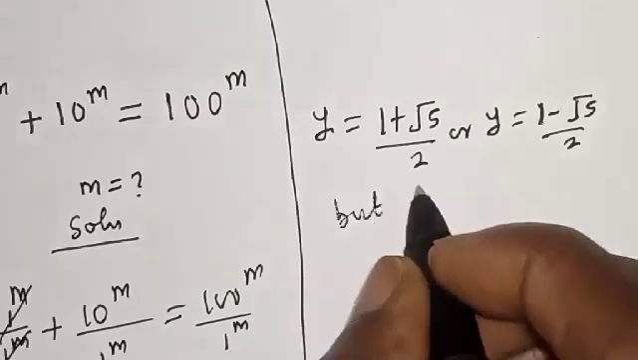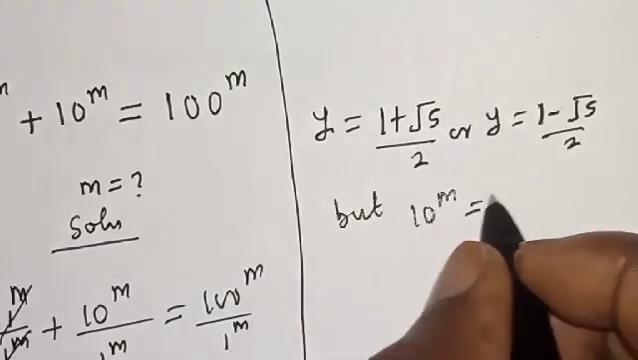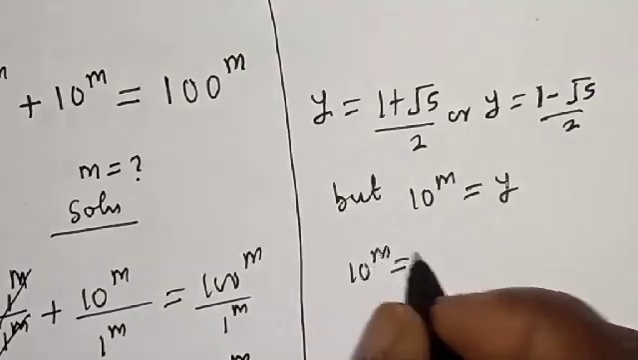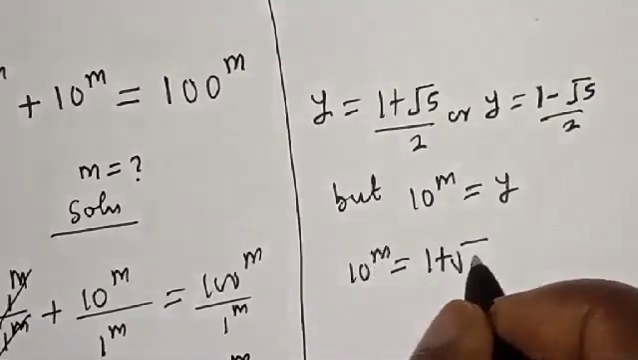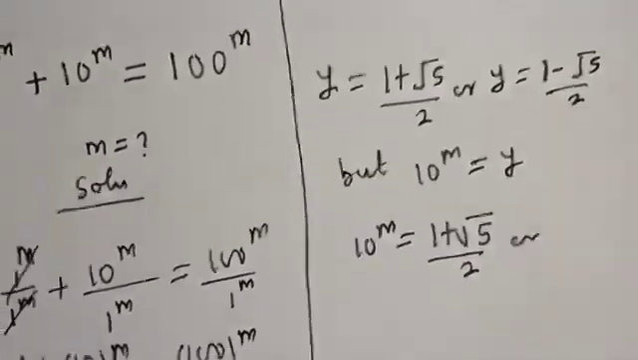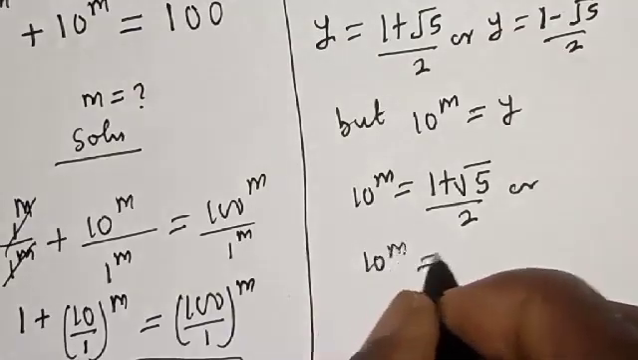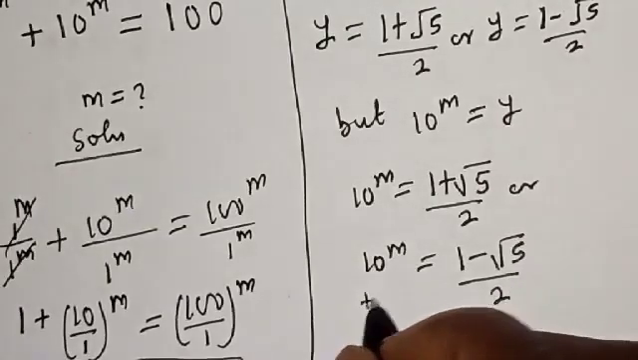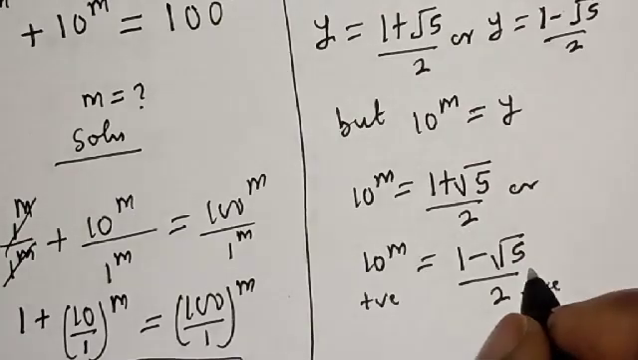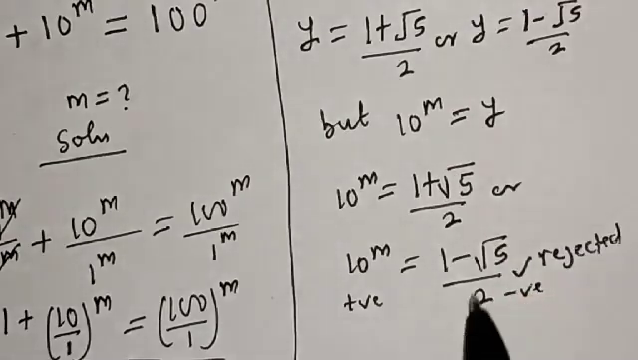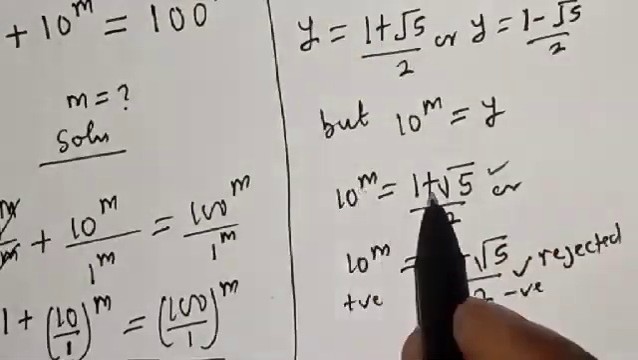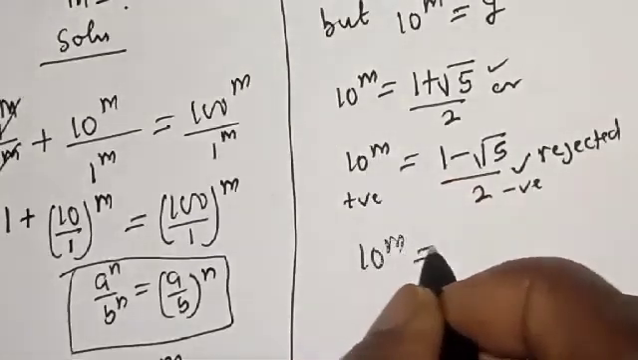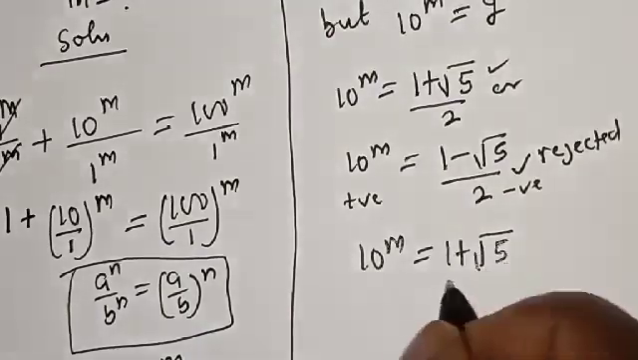But 10 raised to power m is equal to y. Now 10 raised to power m is equal to 1 plus root 5 over 2, or 10 raised to power m is equal to 1 minus root 5 over 2. But this is positive, this is negative. So this is rejected. The only real solution we have is 10 raised to the power m is equal to 1 plus root 5 over 2. So we work with this.